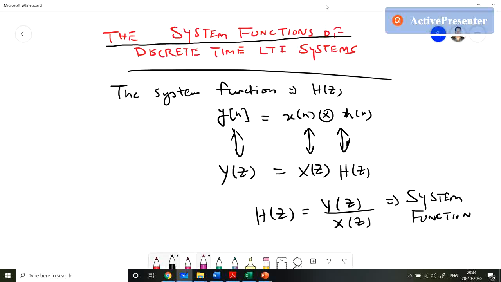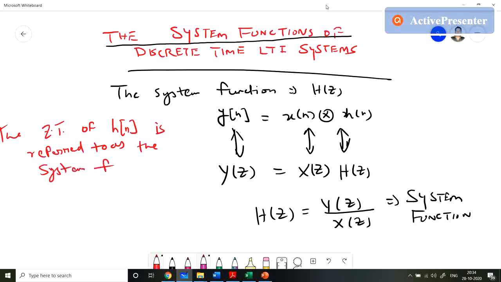So the z transform of h(n), that is H(z), is referred to as the system function, and H(z) is equal to summation n equals minus infinity to plus infinity h(n) z raised to the power minus n. So there are various characterizations of the system function.